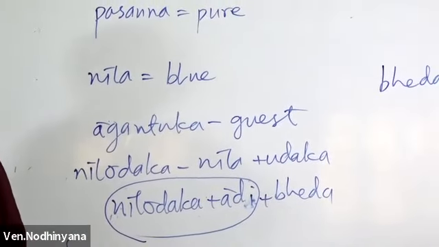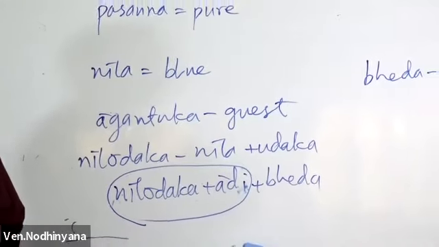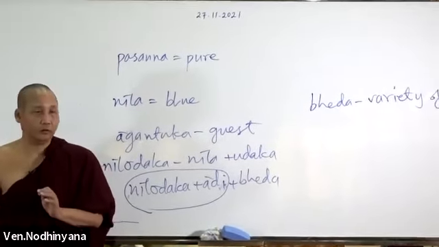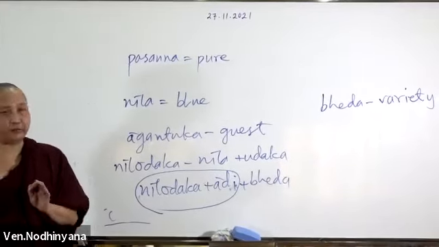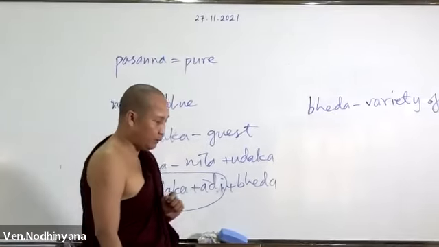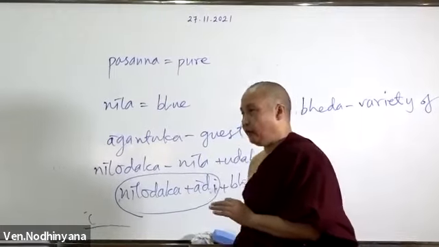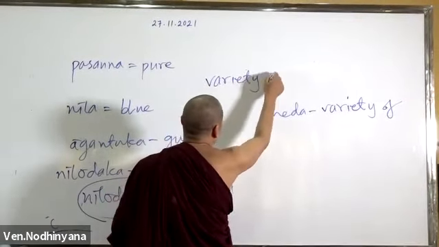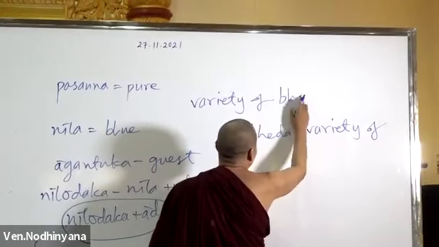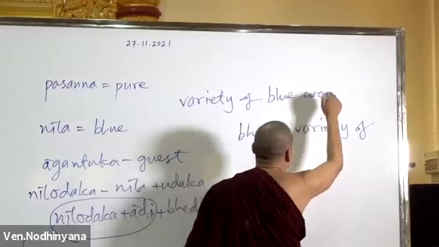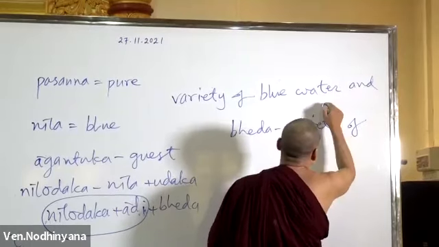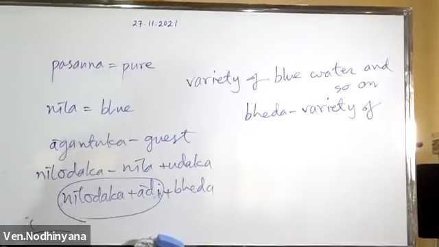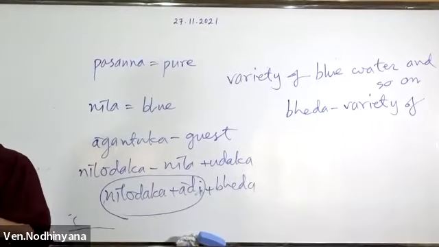What is nilodakadi? The blue water and so on. Adi also we have seen many times in this commentary. And so on. The blue water and so on. Bheda: the variety, the various types of. The variety of the blue water and so on. You have to translate like this: the variety of the blue water and so on. Nilodakadibhedam hoti.